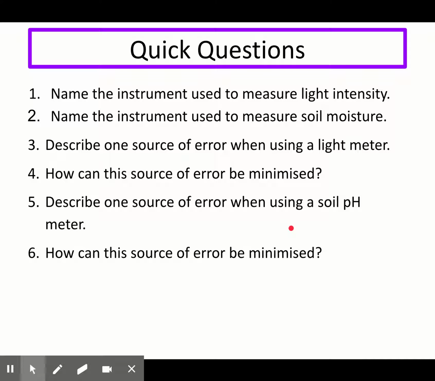Okay, so let's try some more quick questions on what we've covered so far to check our knowledge before we move on. Once again, pause the video here and try these questions, either by saying the answer out loud or writing them down. And when you're ready, play the video and we'll go through the answers.